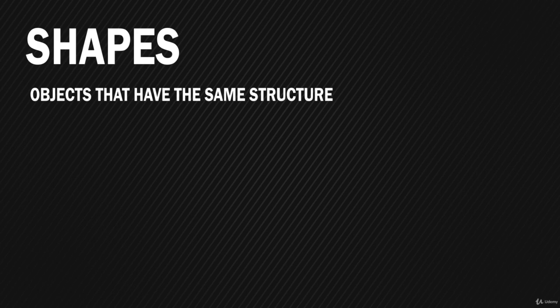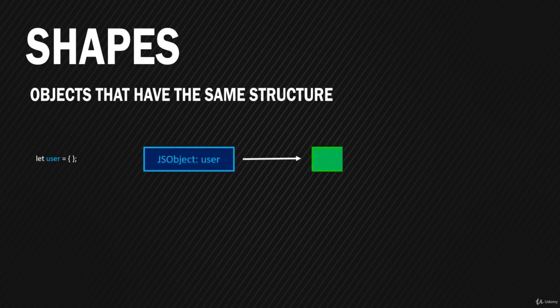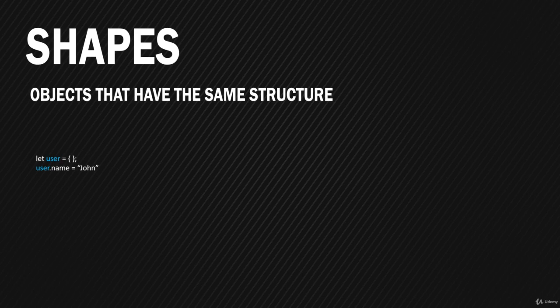Let's create a user object. And initially, let's just set it out so it's empty. It's got no properties. What is its shape? Well, its shape is also empty. So at this point in time, the user object is pointing to an empty shape. Simple, right? But now let's add a property called name to this object with a value John.